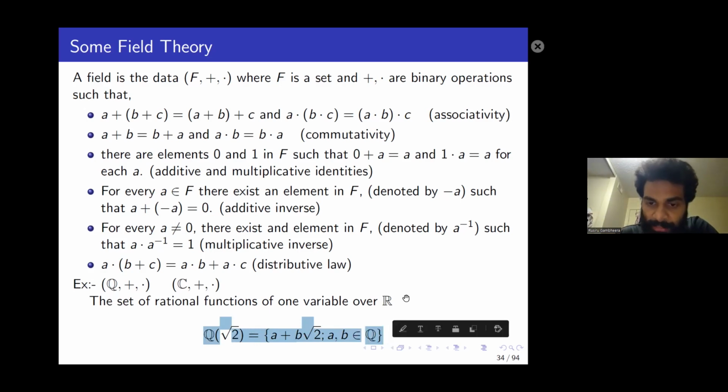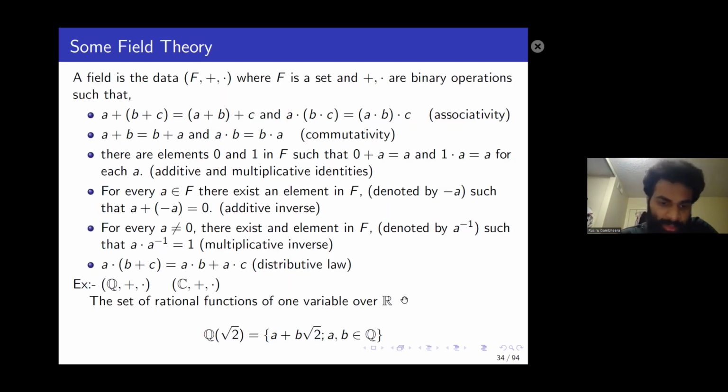And look at this example at the bottom of the page. This is an example I'm going to use later on. This is Q adjoin root 2. What are the elements in this field? The elements are of the type a plus b root 2, where a and b are rational numbers. Remember, not real numbers, rational numbers. This field is inside the field of real numbers, but it's bigger than the rational numbers, and smaller than the real numbers. So this is also a field.